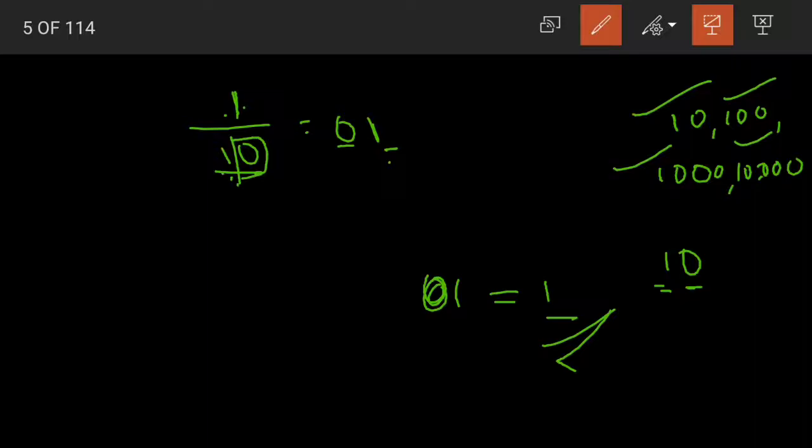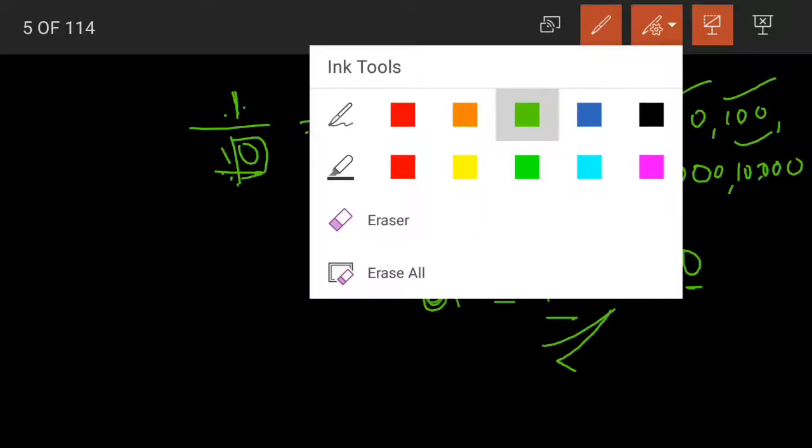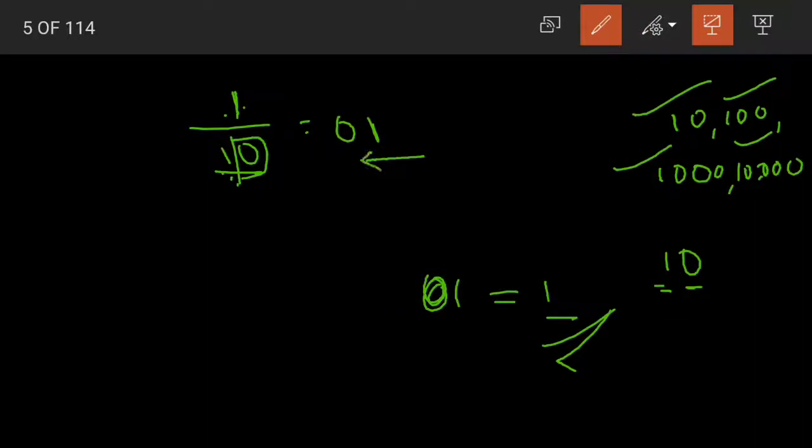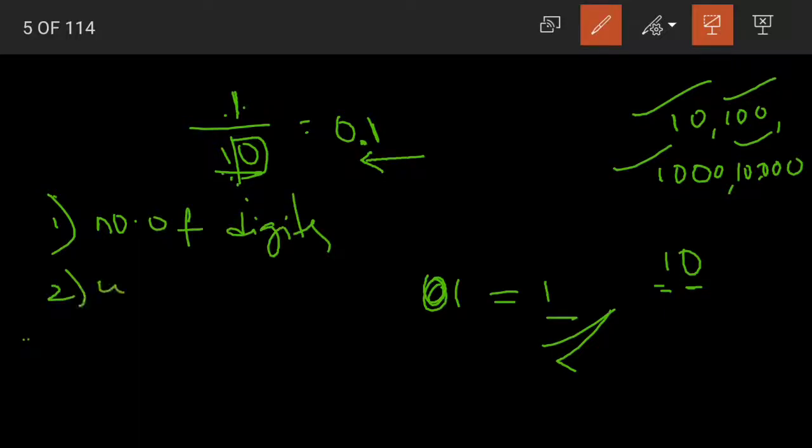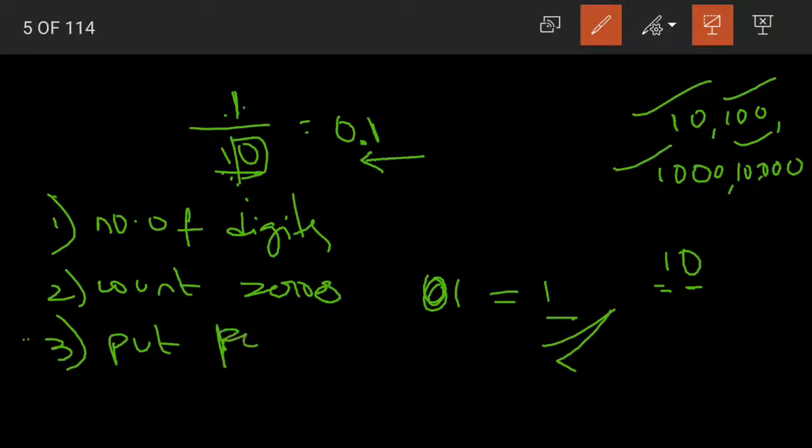Now the next step: in the denominator we have 10. So even for this number, 01, we have to place the decimal point after 1 digit from the right. So that means here. Understood, children? What is step 1? Step 1 is making the number of digits the same or greater. Step 2 is counting the number of zeros in the denominator. And then step 3, put the decimal point after counting the number of digits from the right side.